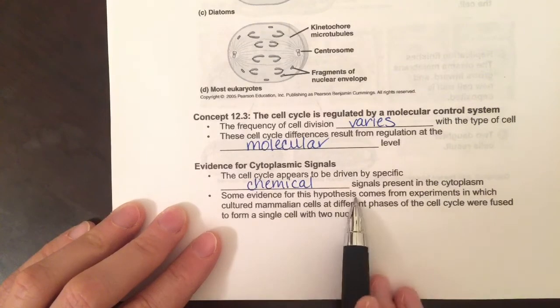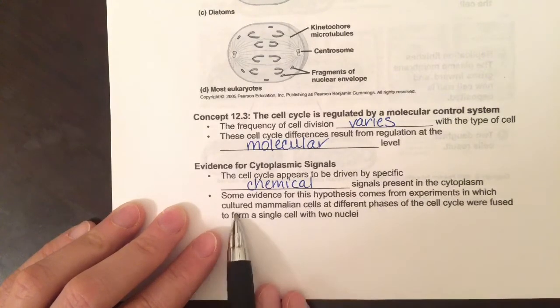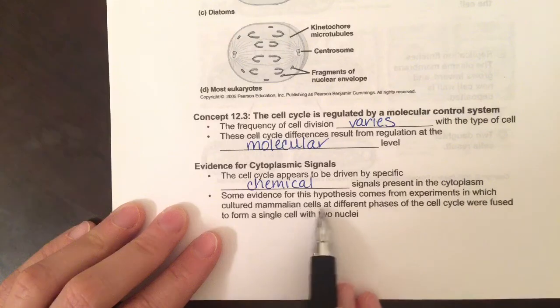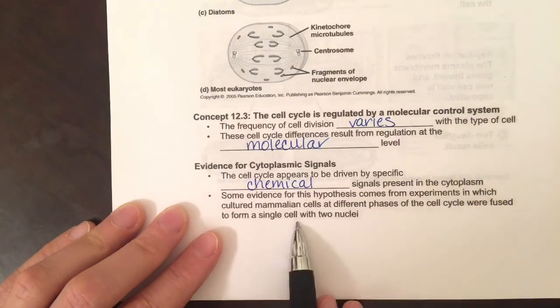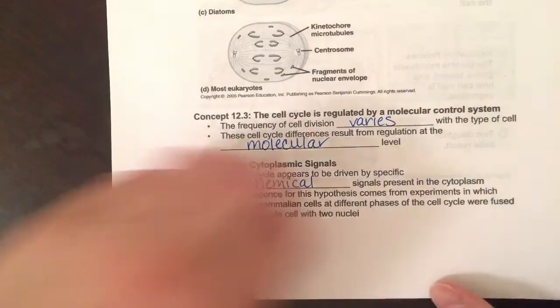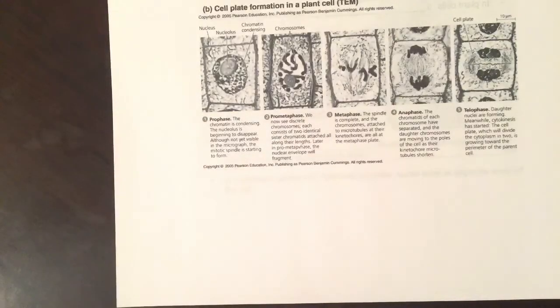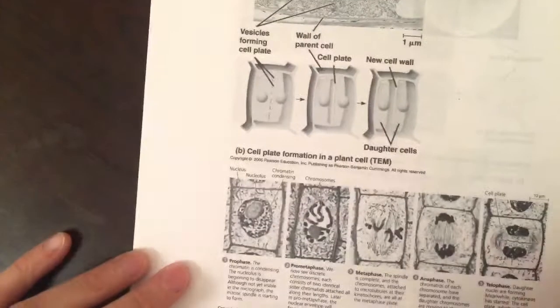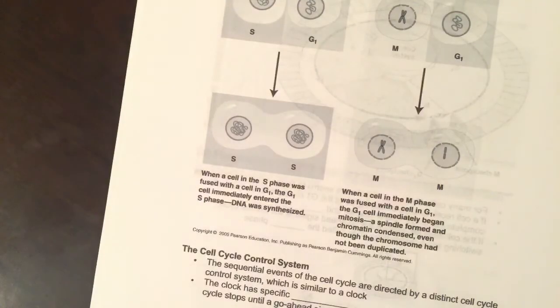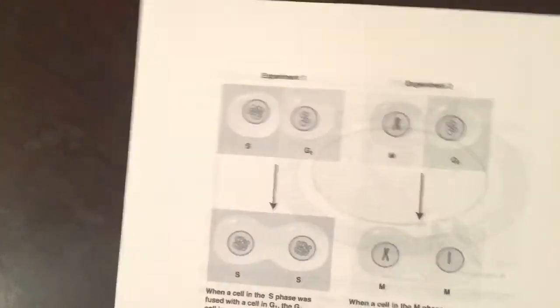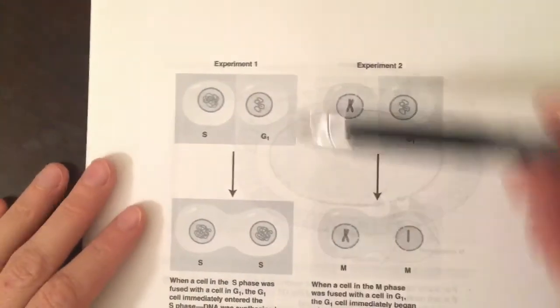Some evidence for this hypothesis comes from experiments in which cultured mammalian cells at different phases of the cell cycle were fused to form a single cell with two nuclei. So if we look here, there's a picture that illustrates that. This is the picture that illustrates that, so you should be looking at this.